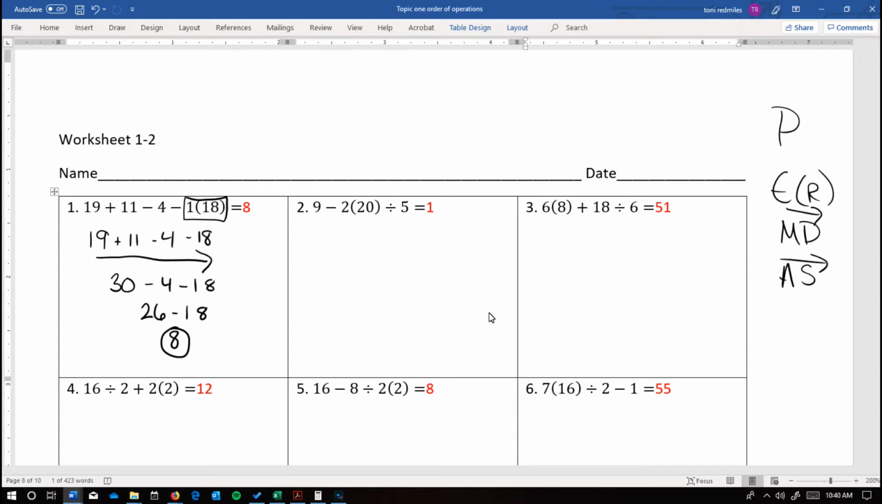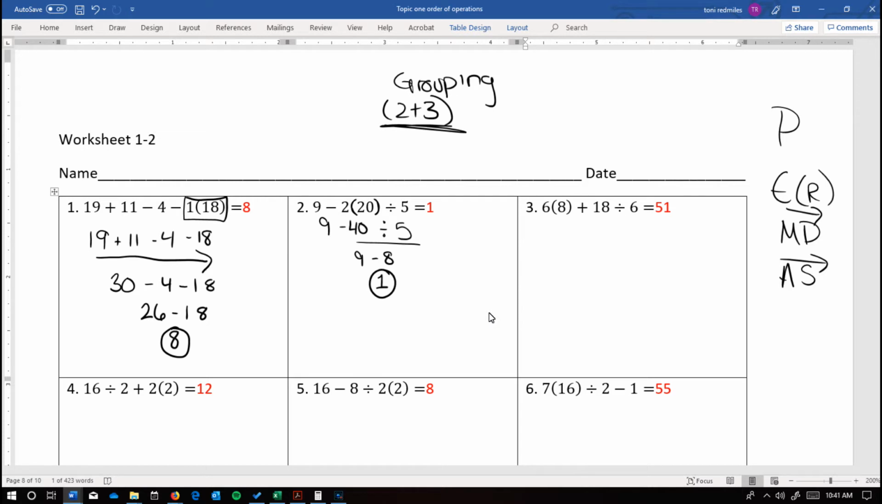Again, no parentheses. Remember that these parentheses have to have stuff inside. So it has to have an operation inside for that to be a grouping. It has to group two things together. When it doesn't group two things together, then it's just multiplication. So right here we have 2 multiplied by 20, which is going to give us 40. And then I look to see if there's any other multiplication and division, and there is. 40 divided by 5, which is 8. And then the last thing I do is this subtraction, and I get a 1.